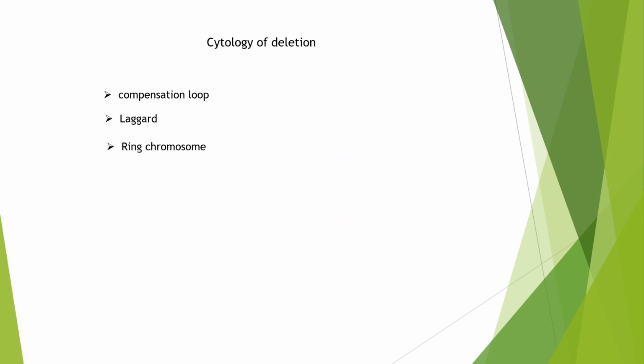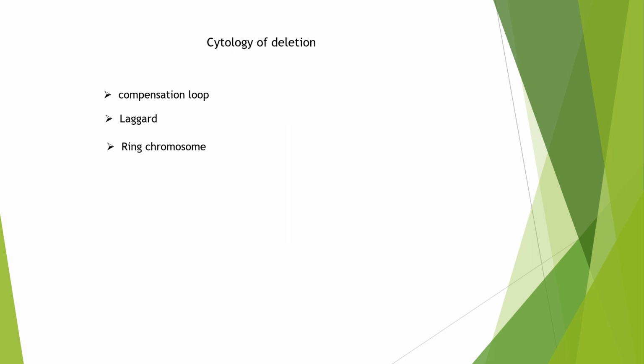Now coming to the cytology. After deletion, there are some changes in the cell cycle. You can find these changes as cytological structures. In that, the first one is the compensation loop, that is the formation of a compensation loop.